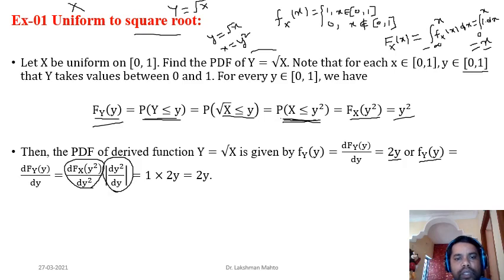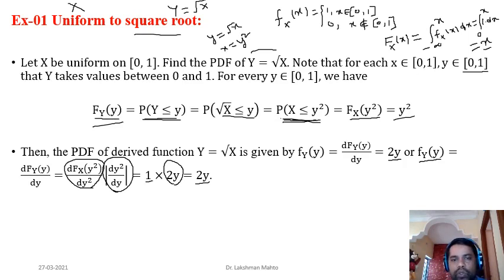So find the Jacobian. What is the CDF of x? If you differentiate the CDF, it becomes just the PDF. So what is the PDF of this uniform random variable x? It is 1. That's where this 1 is coming from, and this 2y part is coming thanks to the Jacobian. If you differentiate y square with respect to y, 2y will come. So this PDF times the Jacobian of the transformation is giving the value of the PDF of the derived random variable y.